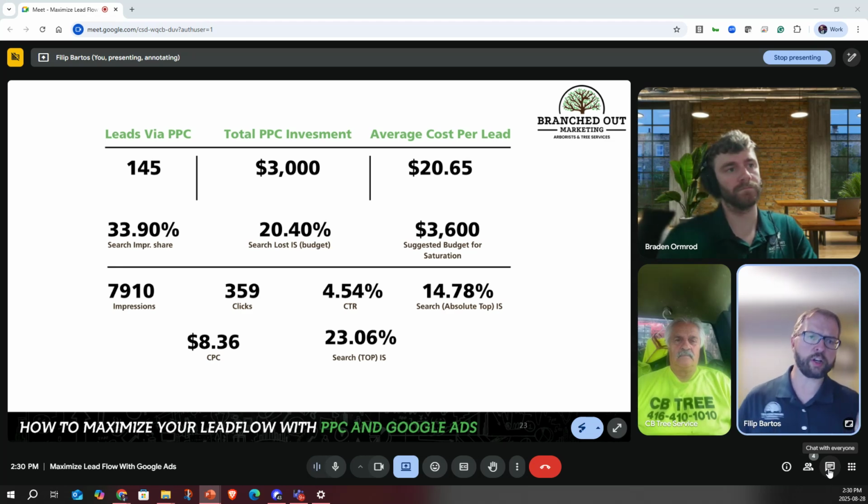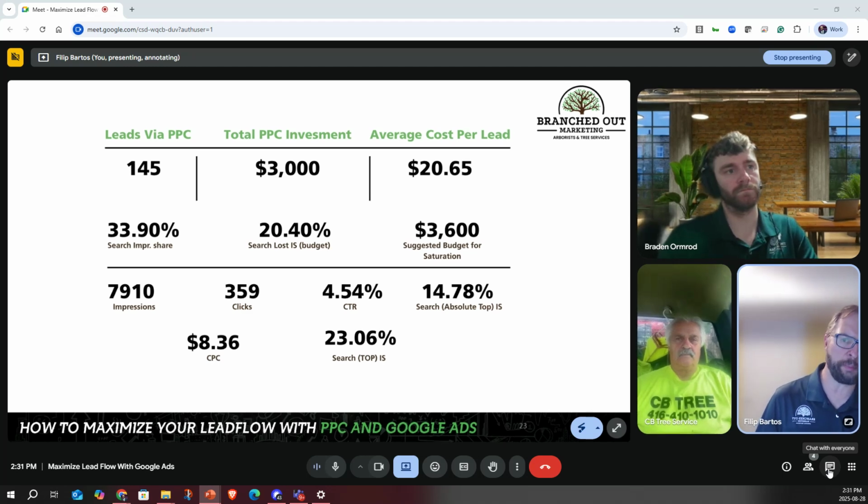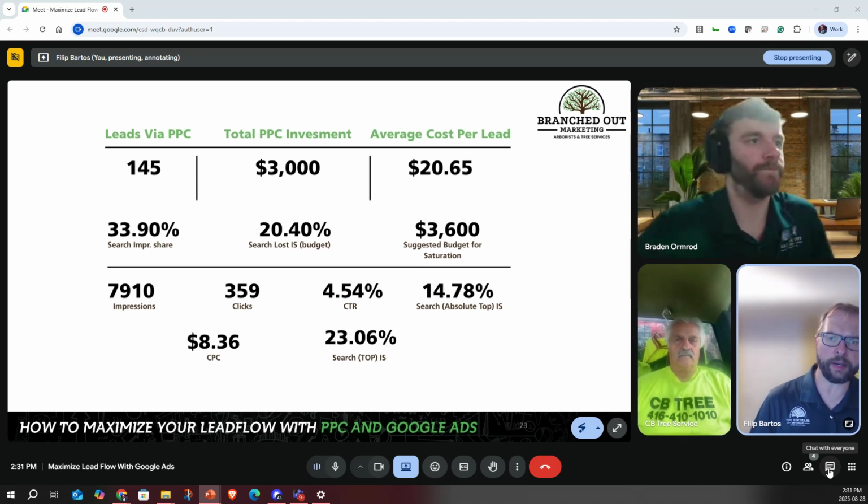So the average cost per lead, typically we see our clients are comfortable with any range that goes below $50, as an example. The next number that we take a look at is search impression share. What that means is, out of all the times that people are searching for a certain keyword that we're interested in appearing for, how many times is our ad appearing?